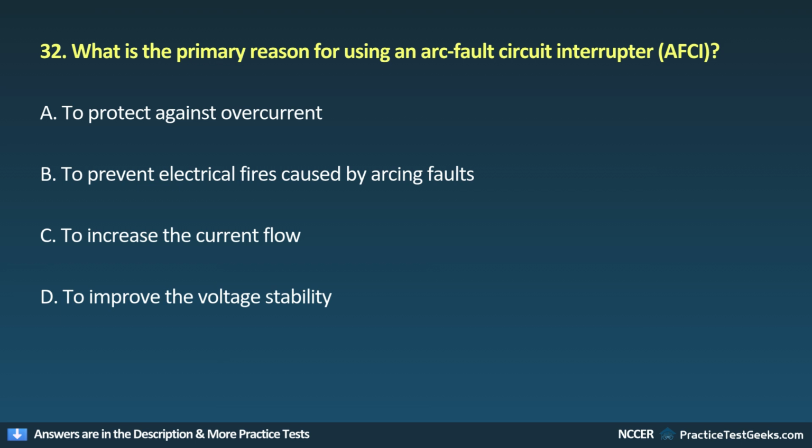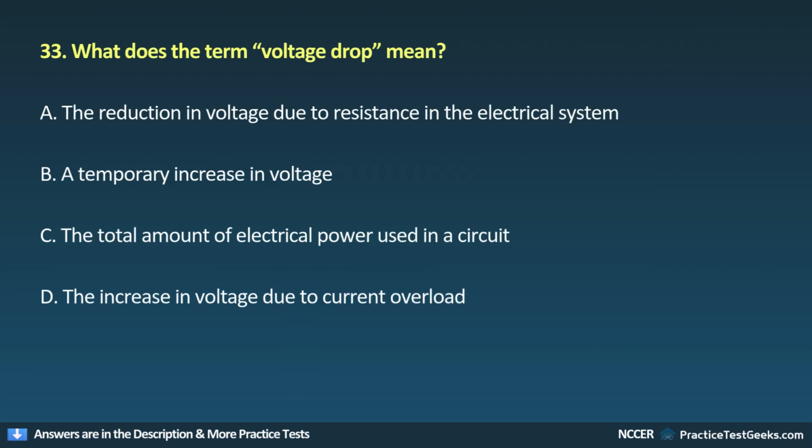A. To protect against overcurrent. B. To prevent electrical fires caused by arcing faults. C. To increase the current flow. D. To improve the voltage stability. 33. What does the term voltage drop mean?